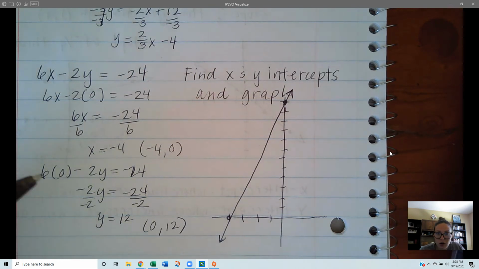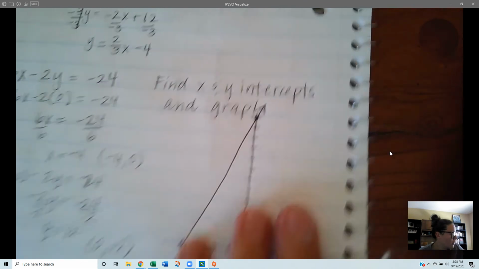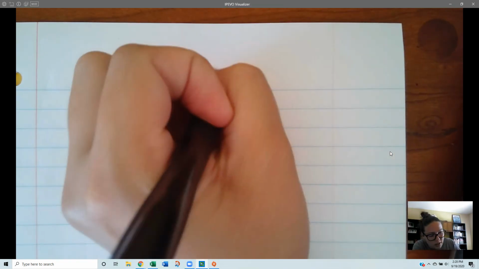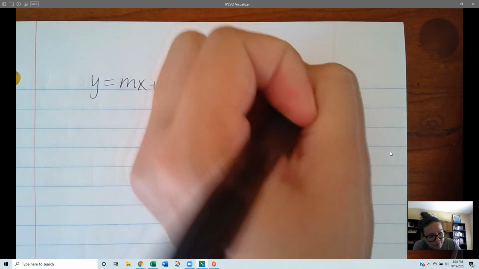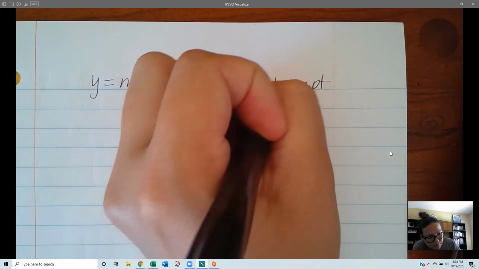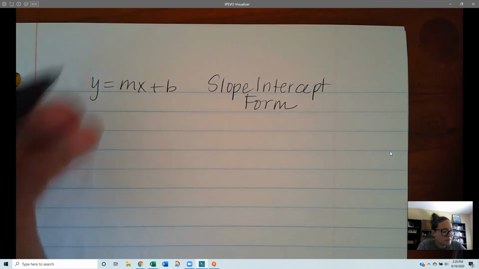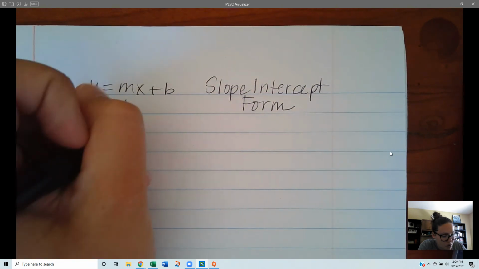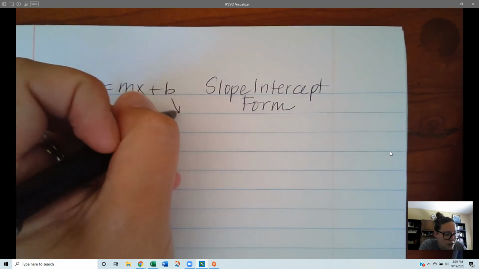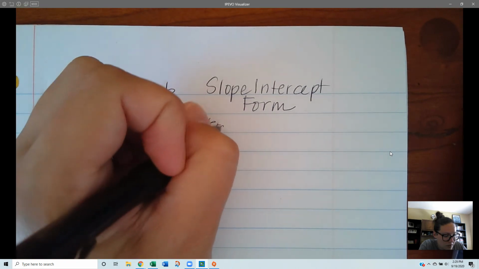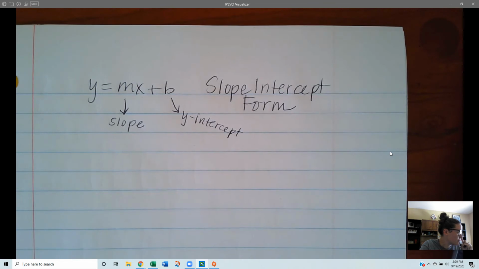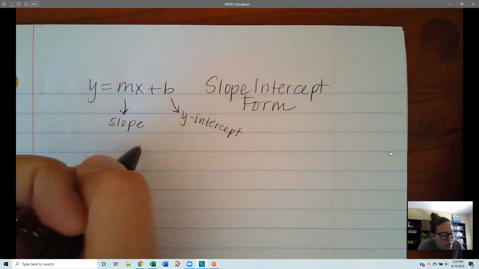Let's talk about slope-intercept form. y equals mx plus b, what we call slope-intercept form. m represents the slope or the rate of change. b represents the y-intercept. And these are what we call constants. That means that the numbers that are changing are x and y, but m and b are going to be staying the same.